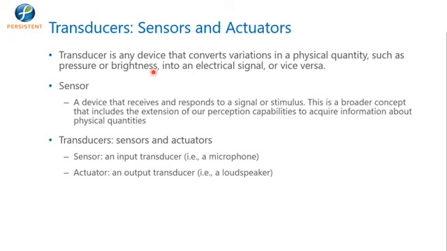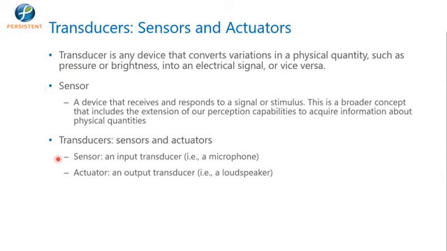So, here I can define sensors and actuators as transducers. A transducer is any device that converts the variation in a physical quantity such as pressure or brightness into some electric signal or vice versa. So, when I talk about a sensor, what is it? A device that receives and responds to a signal. This is a broader concept that includes the extension of our perception capabilities to acquire information about some physical quantity.